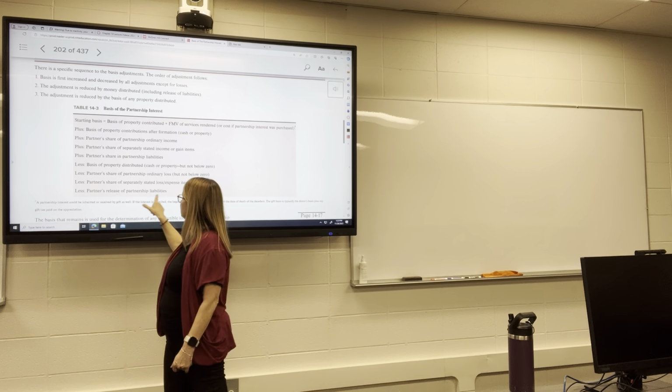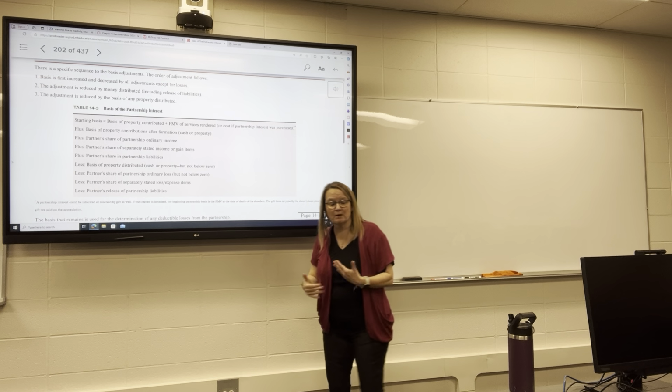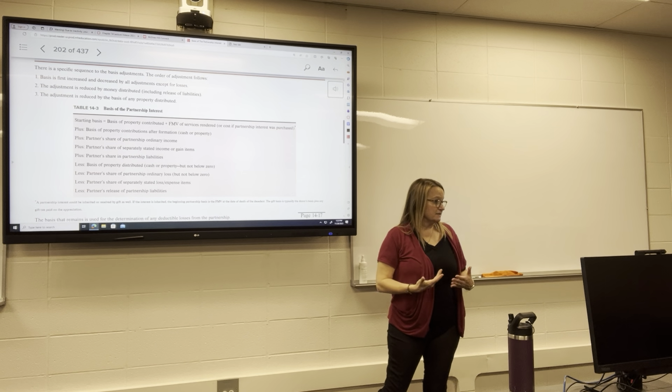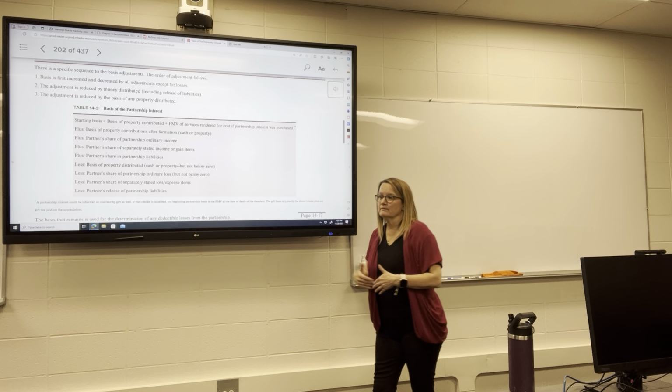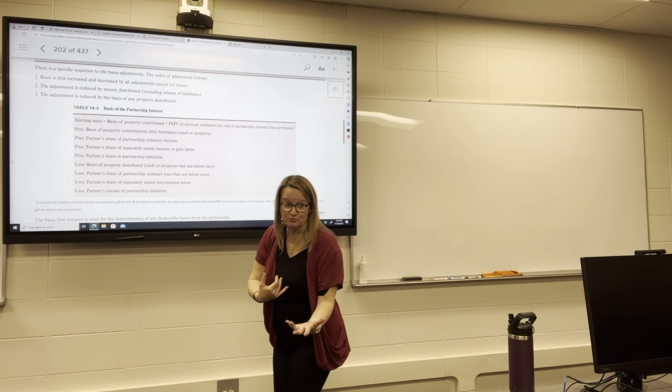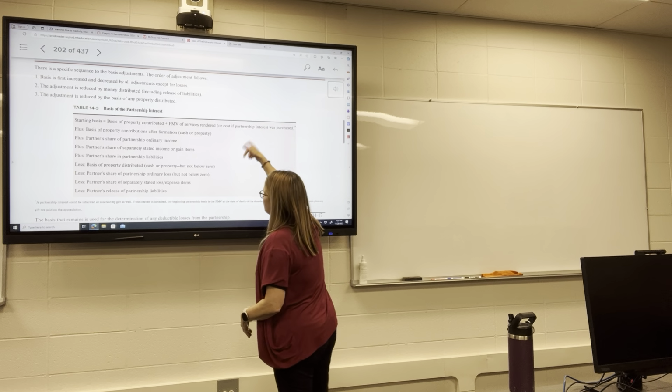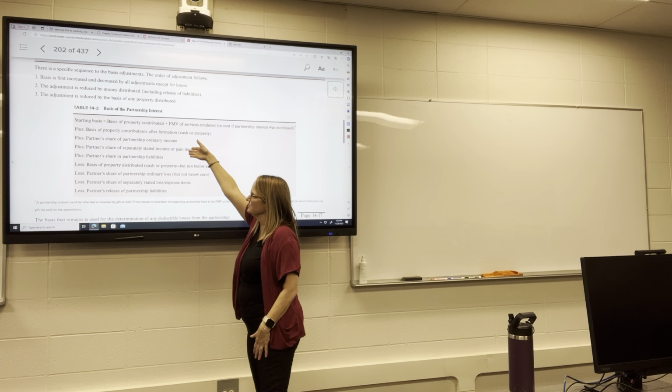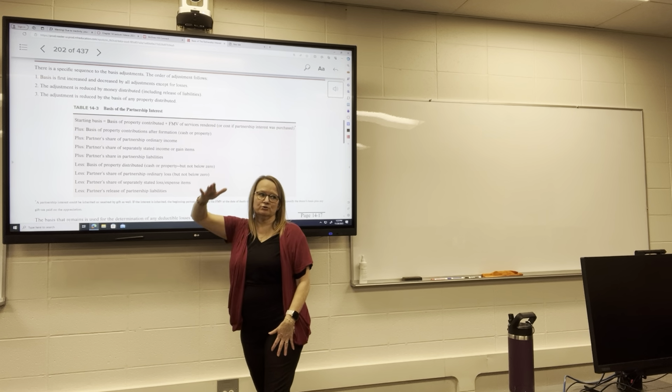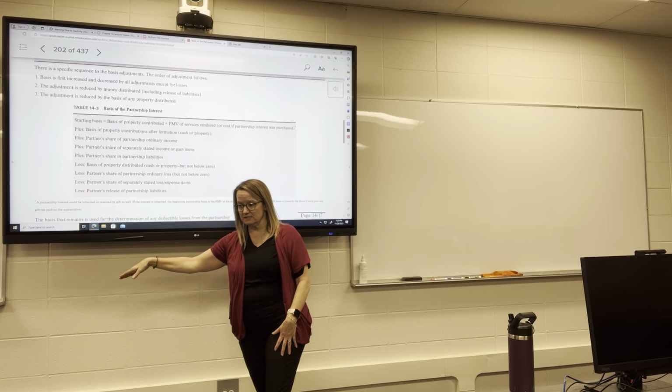Also, the release of any partnership liability. So if you're no longer responsible for any of the debt of the partnership that you were responsible for prior, that then reduces basis, because any amount you're responsible for would increase it, and any amount you're no longer responsible for would then decrease it.